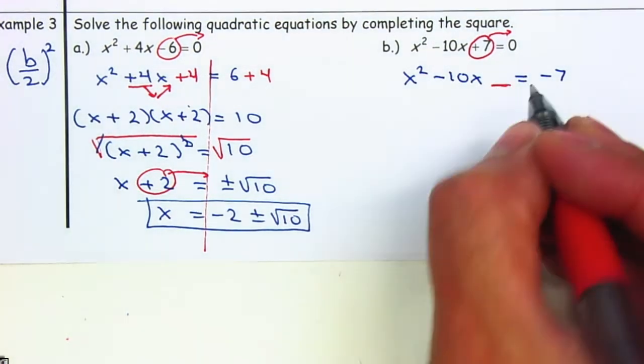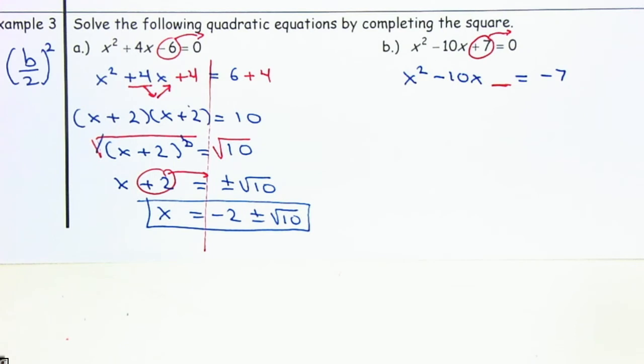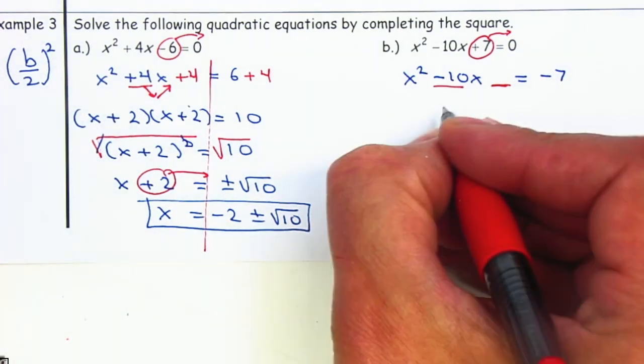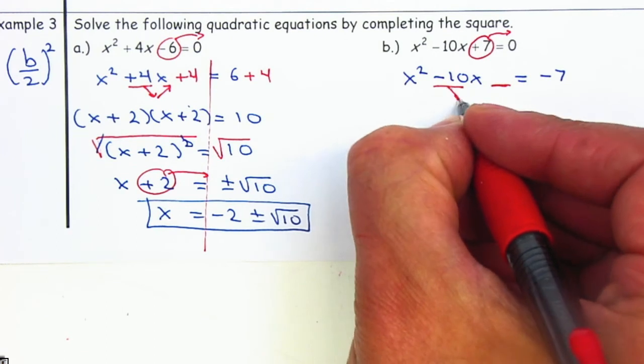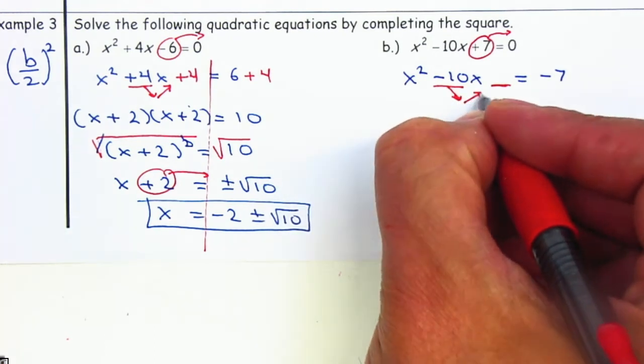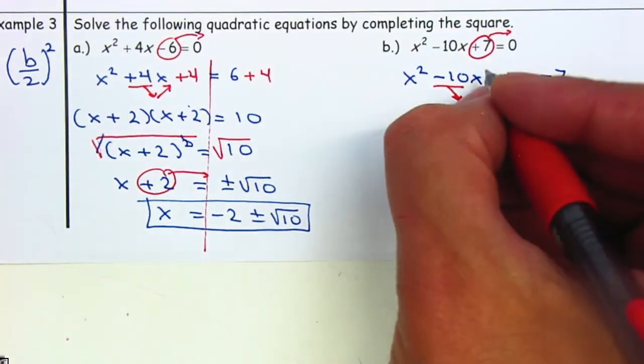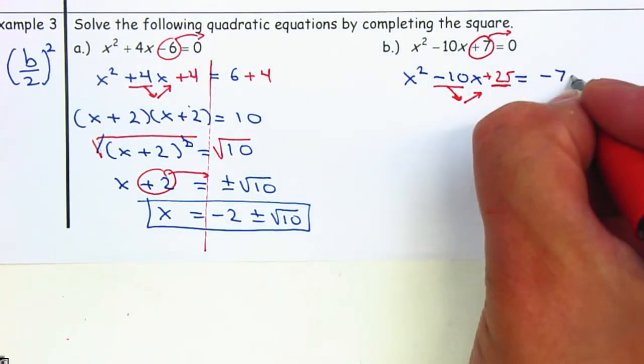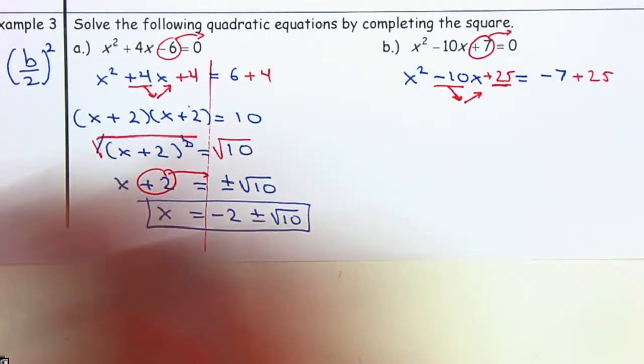I'm going to complete the square. So I'm going to add a number here. I'm going to take half of negative 10, which is negative 5, and then I'm going to square it. Negative 5 times negative 5 is positive 25. And what I do on one side, I need to do on the other side.